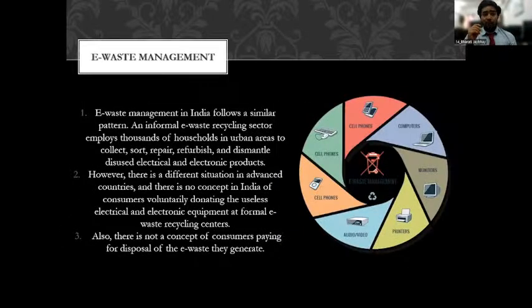Let's go for how to manage e-waste. E-waste management in India follows similar ways. In urban areas, the e-waste is collected, sorted, repaired, refurbished, and dismantled. However, the situation is different in advanced countries, which are working on e-waste recycling.